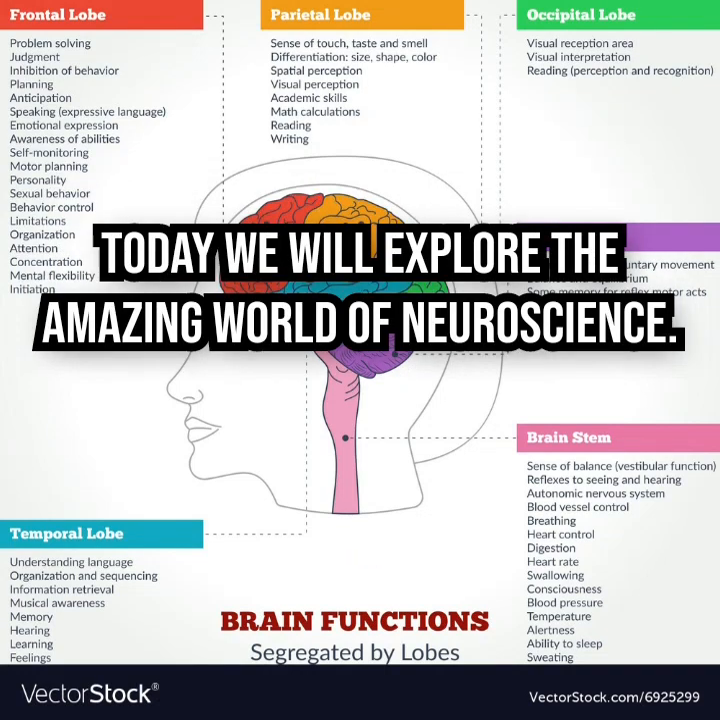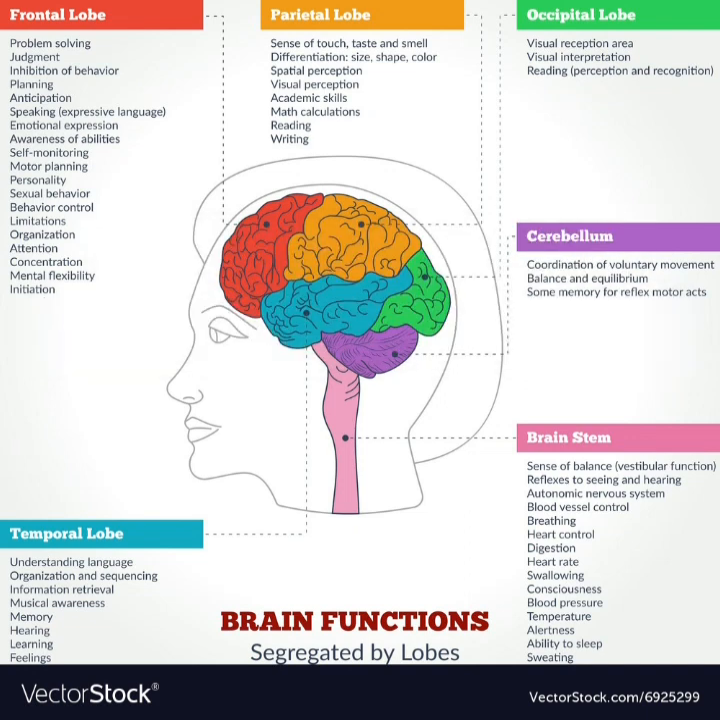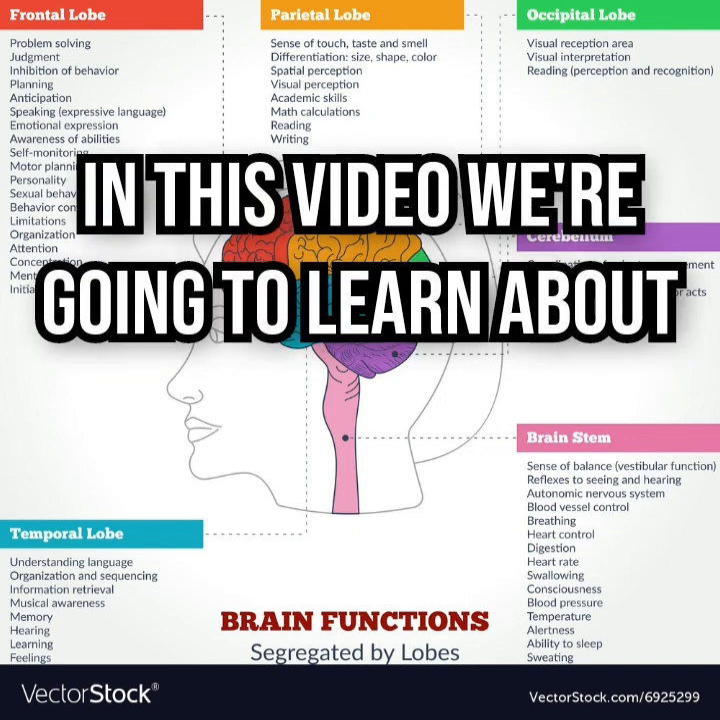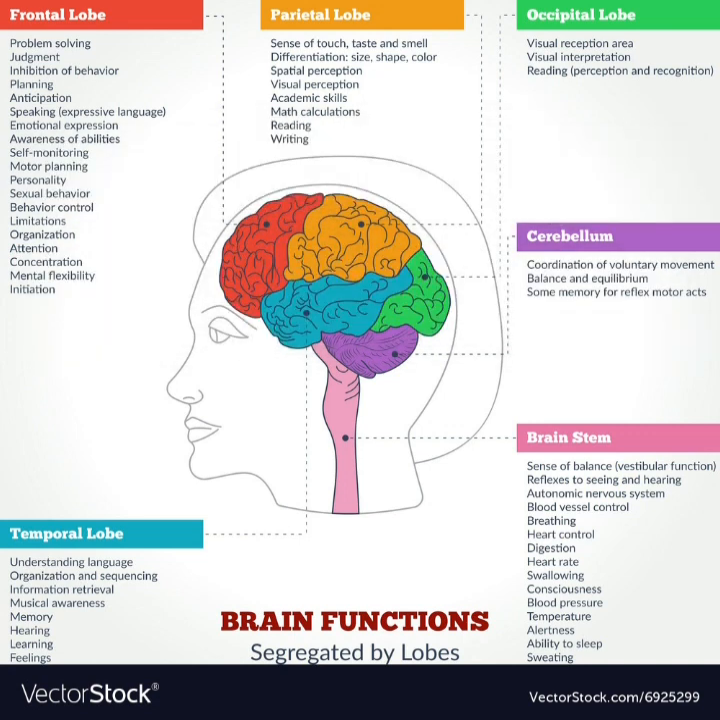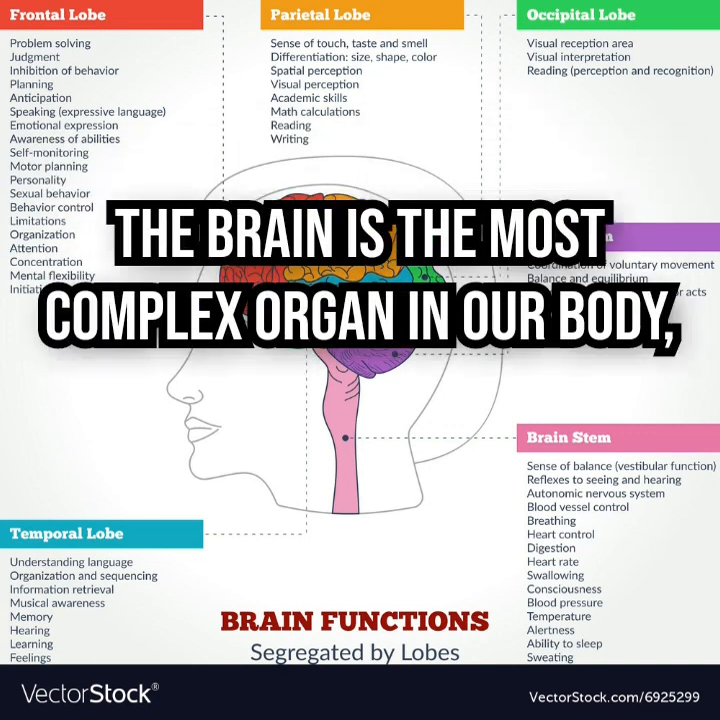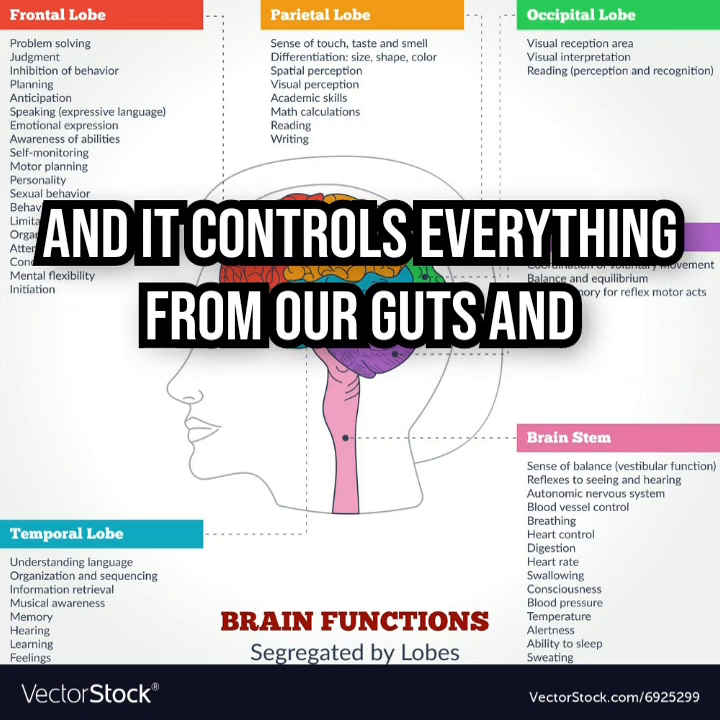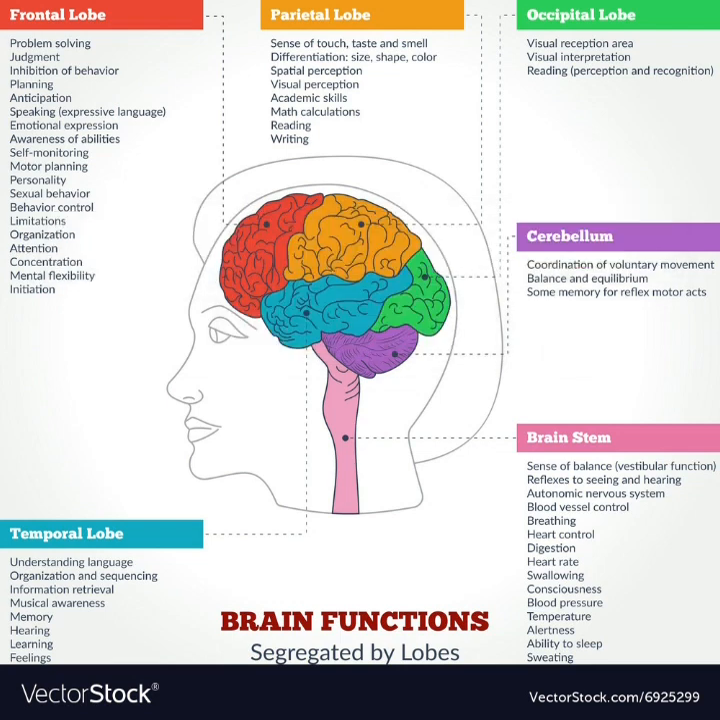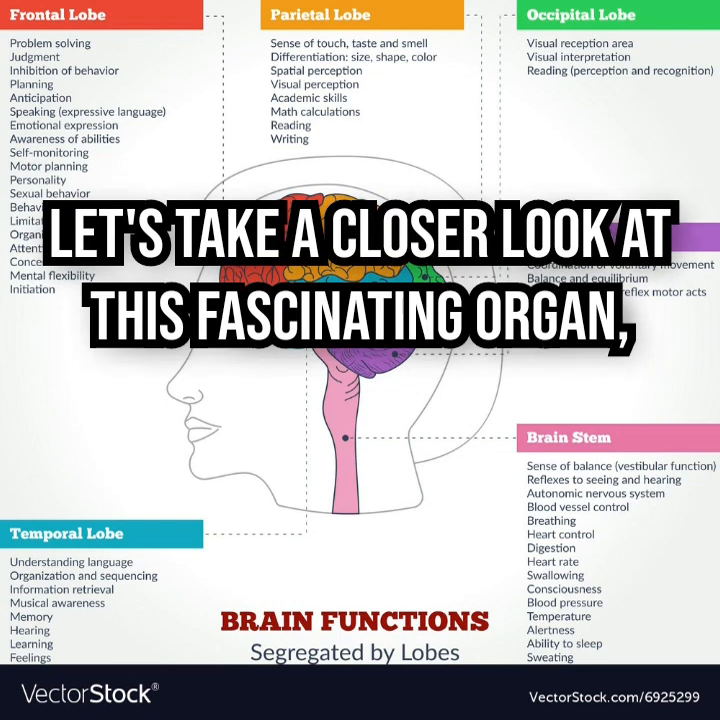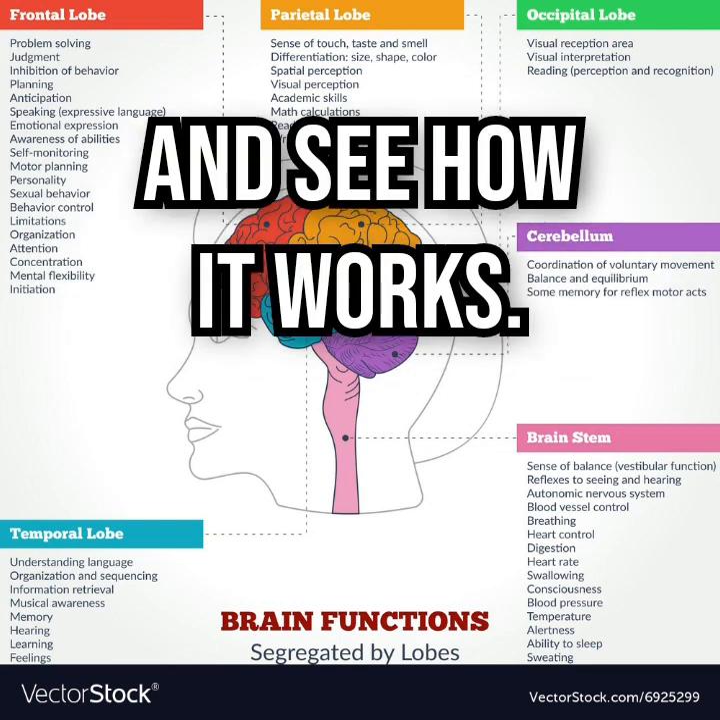Today we will explore the amazing world of neuroscience. In this video we're going to learn about the different parts of the human brain and what they do. The brain is the most complex organ in our body, and it controls everything from our thoughts and emotions to our movements and senses. Let's take a closer look at this fascinating organ and see how it works.